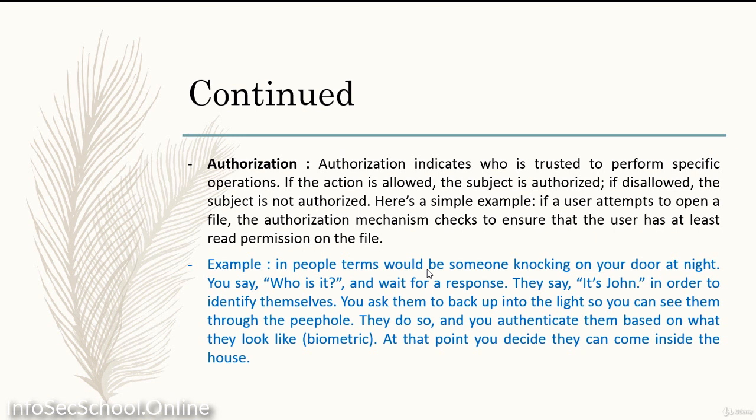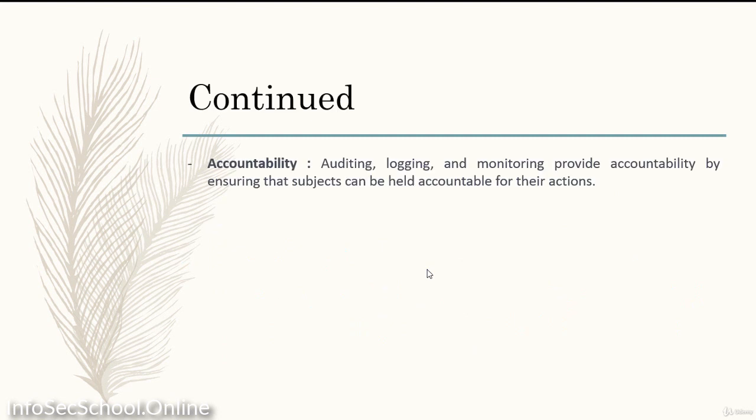And then they do the same, and you authenticate, okay, fine, I know this person, his name is John, so I have already verified that person. So at that point, you can decide whether John is coming to your home or not. Let's go to the next slide.